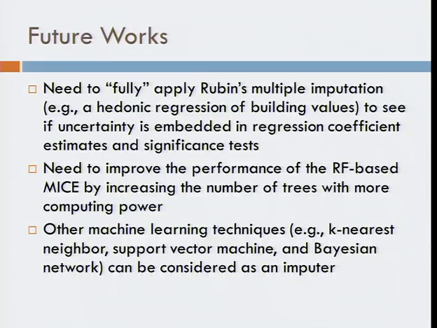Theoretically, random forest performs better than CART. So we need to improve the performance of random forest-based MICE by increasing the number of trees, based on more computing power. Also, we can consider other machine learning techniques, such as support vector machine and Bayesian network, for the purpose of benchmarking.